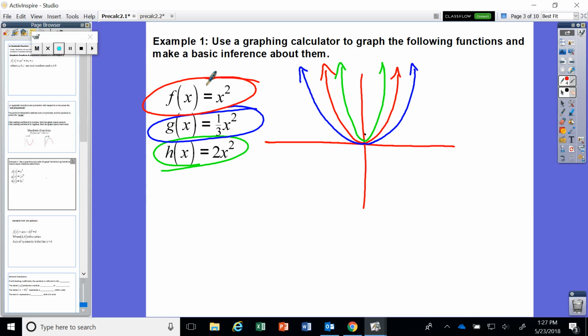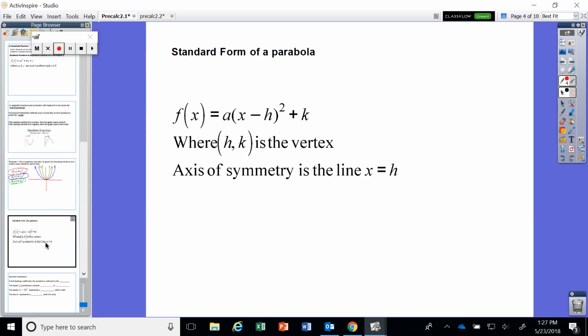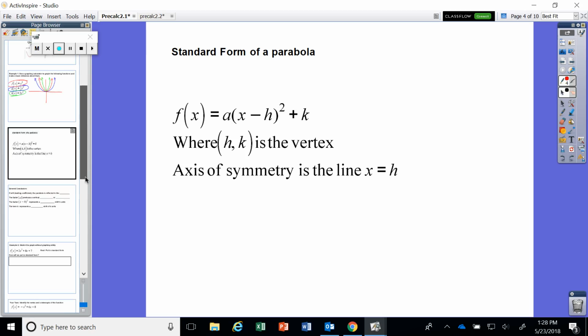All right. So let's take a look here at our standard form of a parabola. Now, we know what the standard form of the quadratic function looks like, the ax squared plus bx plus c. But the standard form in this essence is a way to clearly identify the vertex of the parabola. Let me say that one more time. We put it into standard form as a way to clearly identify what the vertex of the parabola is. And so here we can see that f of x equals the leading coefficient a times x minus h squared plus k, where h and k is the vertex, and of course, like we said before, the axis of symmetry is the line x equals h.